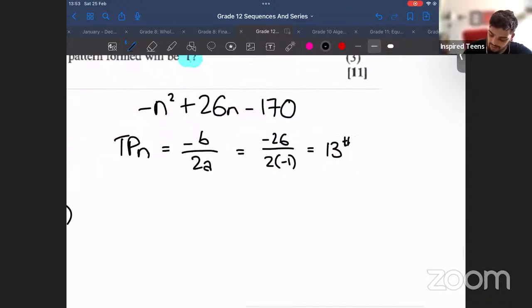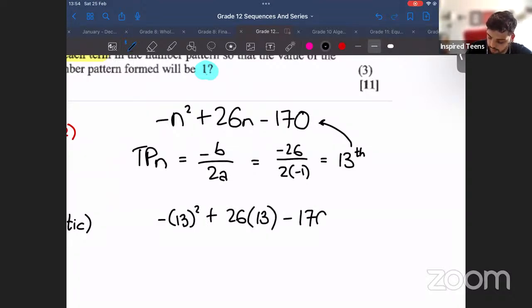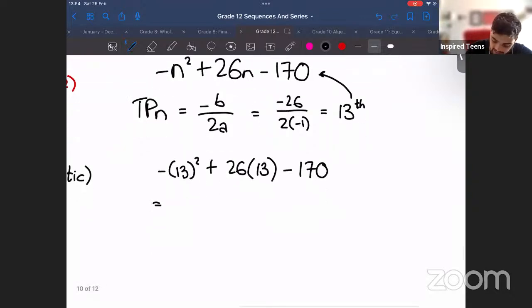So we know that the 13th term is the maximum. Now we need to calculate the value of the 13th term. We just sub it into that equation. So negative 13 squared plus 26 into 13 is going to give us the value of the maximum. And we get an answer of negative 1.